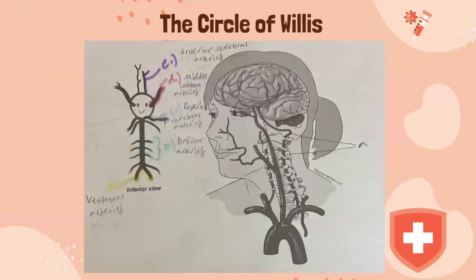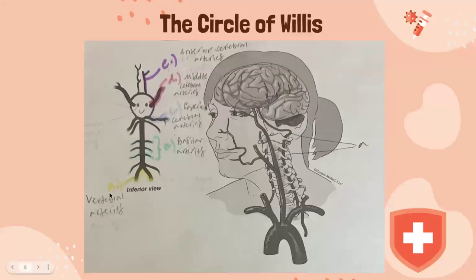The first topic is the circle of Willis. The circle of Willis basically looks like a little person, or I like to think of it as an alien, with these antennas, this abdomen, the legs, everything like that.